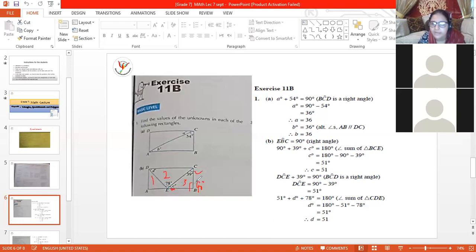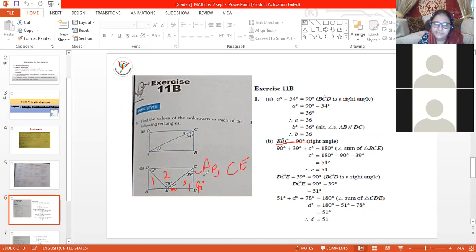So if we add all three angles and put them equal to 180, because this is a triangle. In triangle BEC, EBC is a right angle. Angle B is a right angle, which is 90 degrees. By using the property that the sum of angles of a triangle is equal to 180 degrees, I am using the triangle BCE.